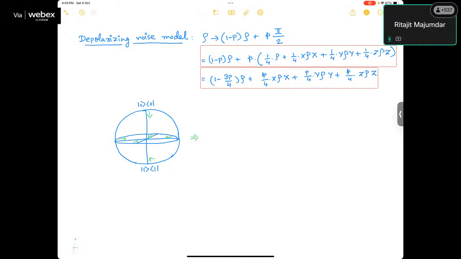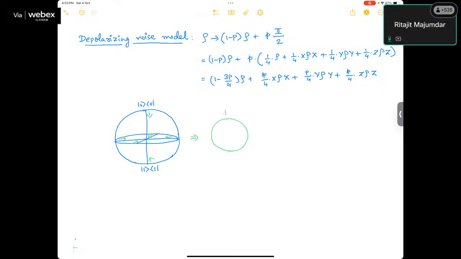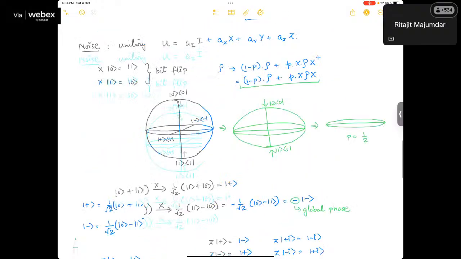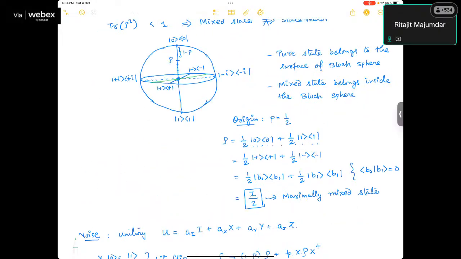So it still remains a sphere, but it starts becoming smaller in size. It starts shrinking, and when you take p to 1, essentially it becomes a maximally mixed state, so it starts shrinking from all the directions. If you just keep on shrinking, it will go down to the origin. So when p is equal to 1, it will go down to the origin. And we have already discussed before that the origin is identity by 2.